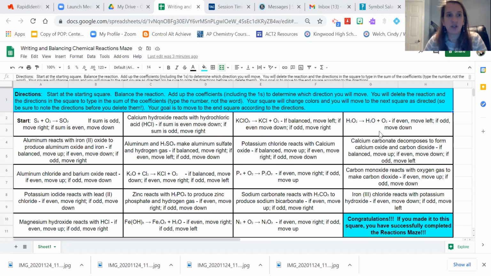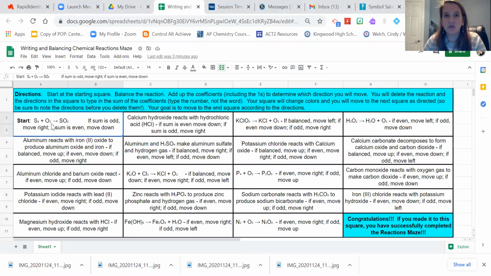So when you look at the directions, it says start at the starting square. That means we're going to start right here where it says start. You need to balance each reaction. Some of these reactions you're going to have to predict the products before you can write the reaction and balance it. But your eventual goal is that you want to balance each of these reactions. Then you're going to add up the coefficients, including the ones, to determine which direction you're going to move. So let's go ahead and just do this first equation together and see where it takes us.